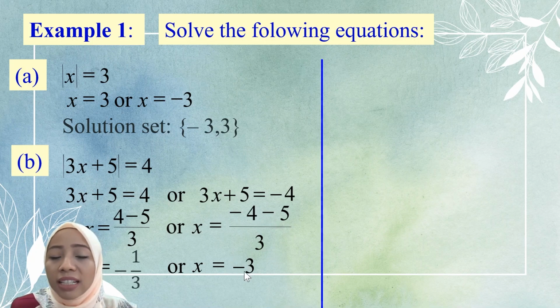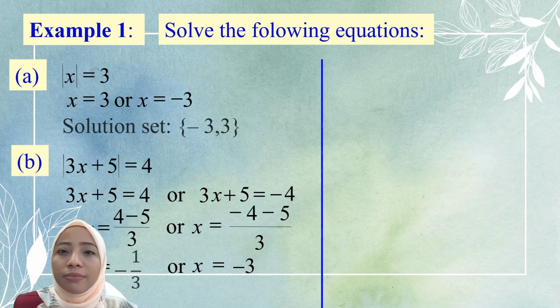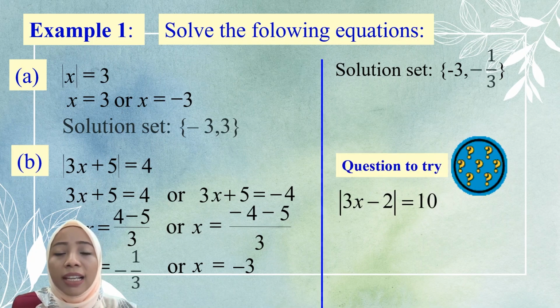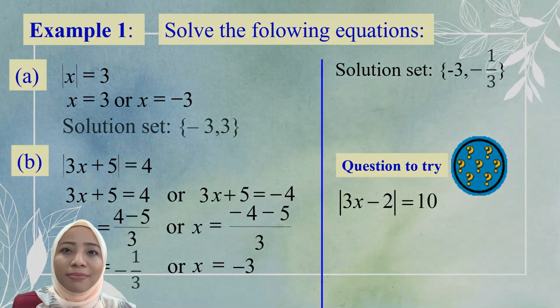Therefore, we can write our answer like this: x = -3 or -1 over 3. I will let you try this example yourself. Happy trying!